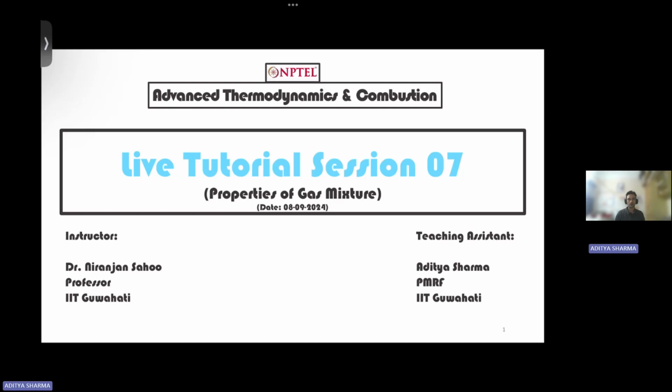So this is Advanced Thermodynamics and Combustion being conducted by IIT Guwahati under the NPTEL program. And this is the seventh live tutorial session of this course. And the theme of today's session is properties of gas mixture.